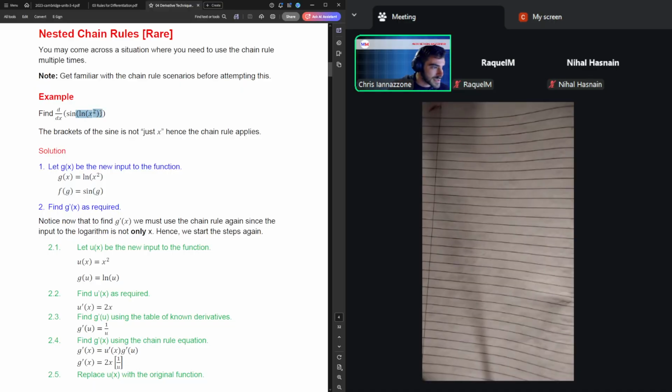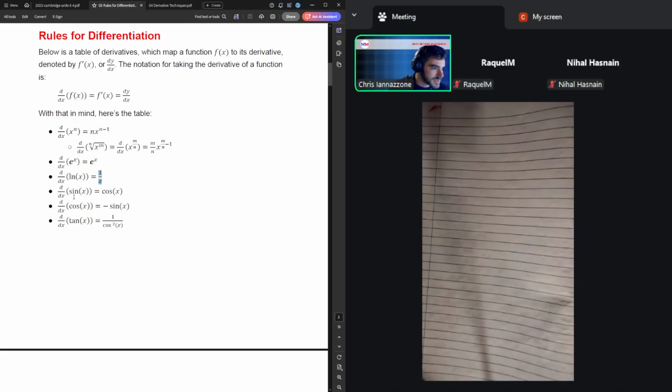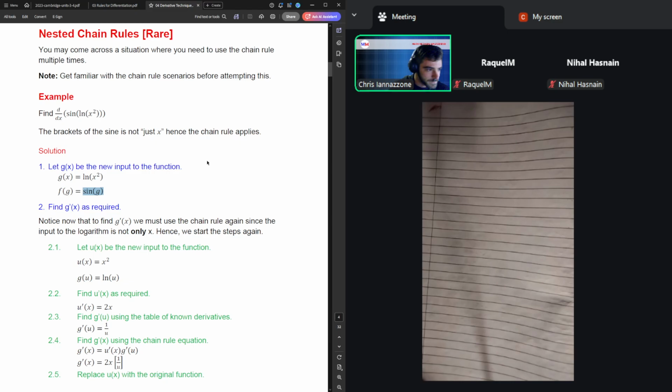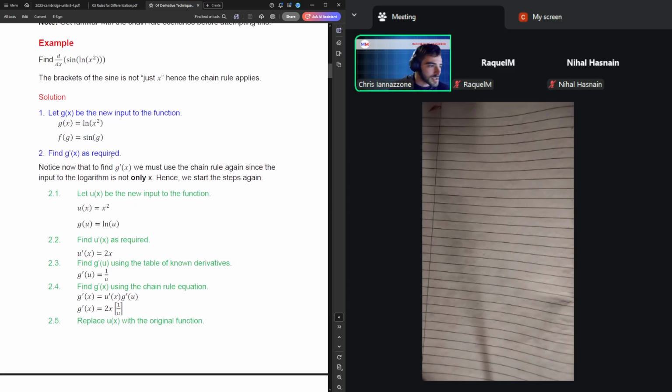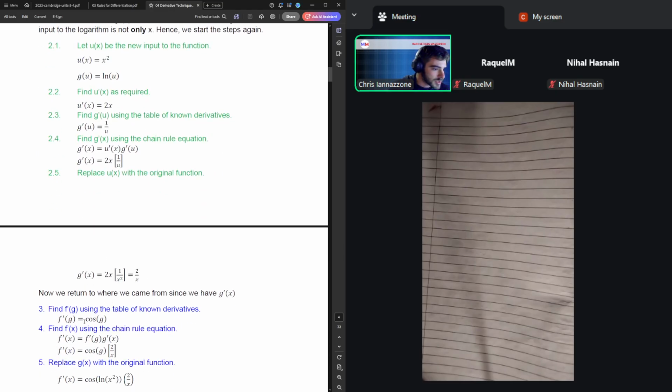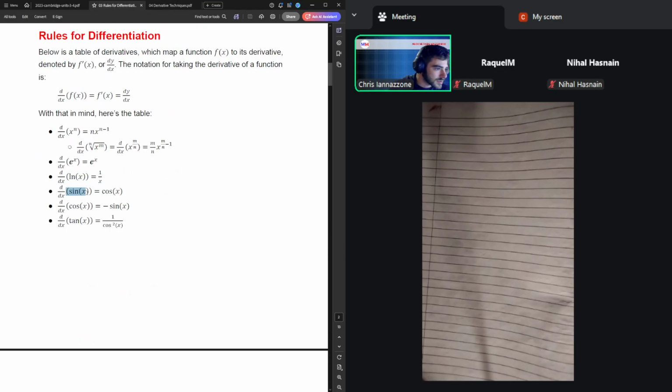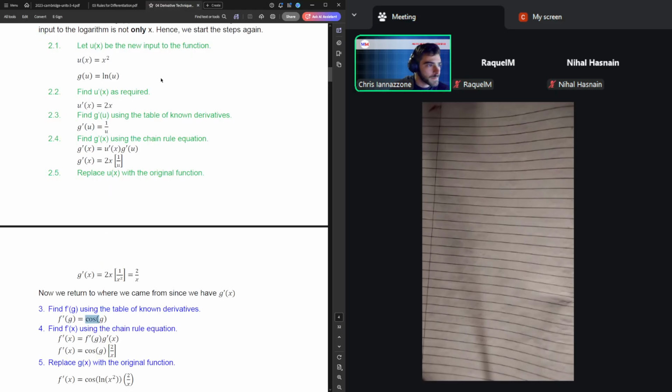But if I take the entire bracket of the sine and make that my substitution, then that outer function does become just the basic sine, right? Sine x, sine g, same thing. But then you would go through here. So find the derivative of that, pretty easy. That'll just go to cos. Sine goes to cos in that case.